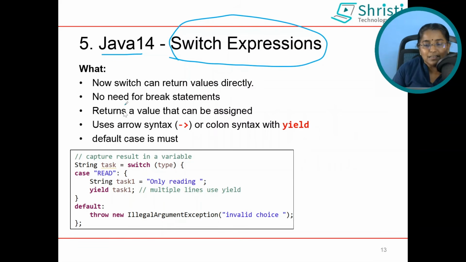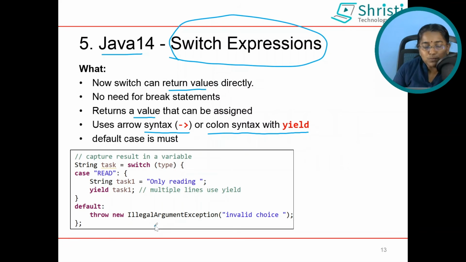Okay, now let us discuss it. Switch can return values directly. You don't have to add break statements. What we emphasize when we are working with switch is that it is mandatory to add a break statement. If you don't, all the cases after that will be executed automatically. But in this case you don't need it, because there is a return value which will be assigned to the output of the switch. In case of switch expressions, you can either use the arrow syntax or you can use the colon syntax with yield. Let us see this with an example.